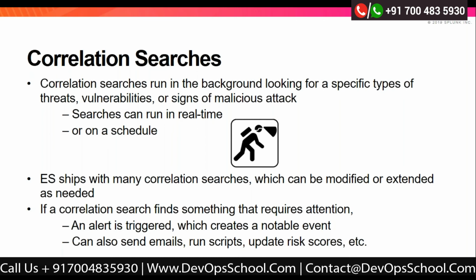Then McAfee calls it a correlation search or correlation event. So every product has a different name for that. We can have different kinds of actions for this notable event. Whenever there's a match, we can send an alert through email, or run a script, or create a ticket. That depends on what you want to do. Or if you want to send a message through Telegram or Slack, that can also be done.